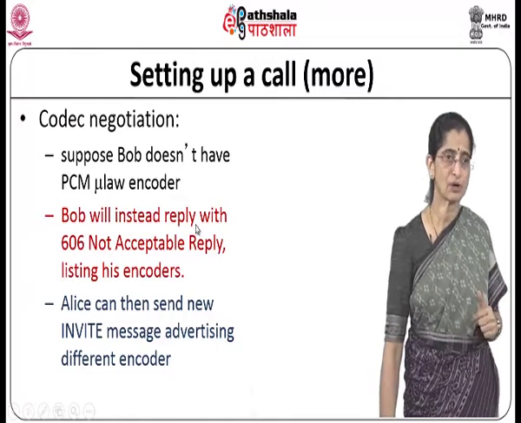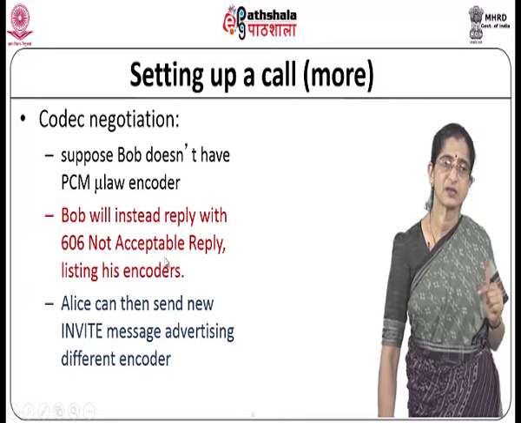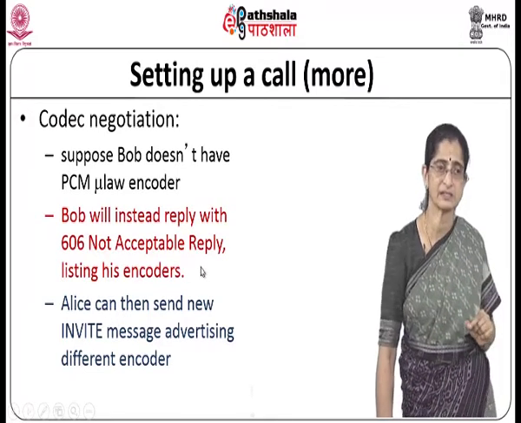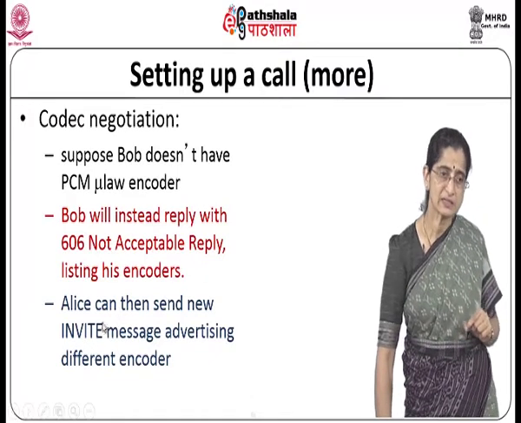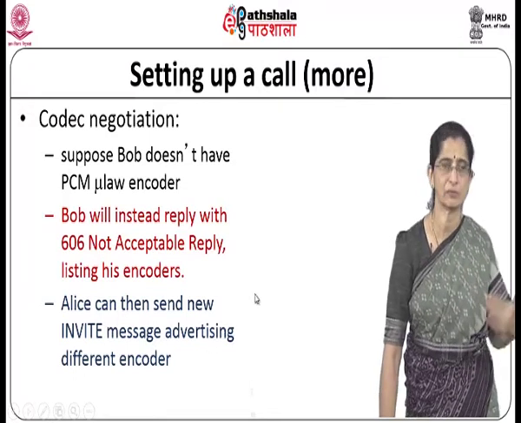He cannot accept the call saying everything is okay. So what he will send is a reply saying 606 Not Acceptable, and he will list in that message which are the encoders which are acceptable to him. So once he gives that, then Alice can send a new INVITE message advertising the different encoder, and then he will be able to complete the call.